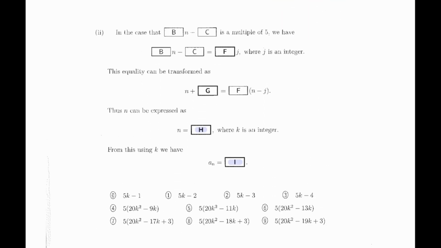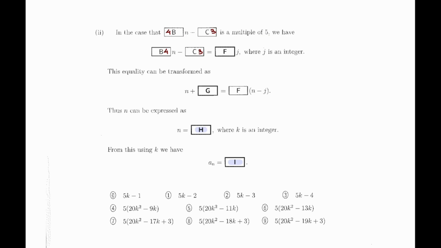Next, in the case that bn minus c, b is 4 and c is 3, is a multiple of 5, we have blah blah blah. If you see here, this is 4n minus 3. C is equals to 3, yeah? 4n minus 3 is equals to blah blah blah times j, where j is an integer.